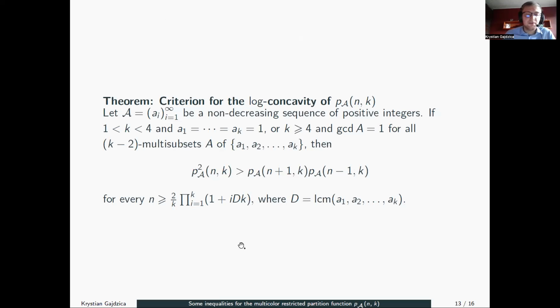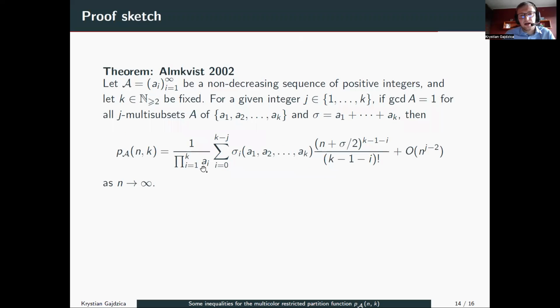And the theorem is once again analytic in manner. And in order to obtain this fact, I took advantage of the Almqvist theorem or Beck theorem, which gives us a bit more accurate estimation for the multicolor restricted partition function. Of course, we need some additional assumption on the multiset A1 up to AK, but after that, we can say something more about the multicolor partition function.